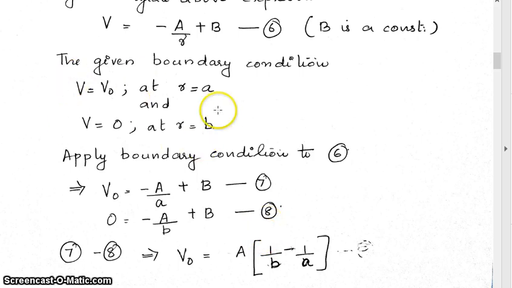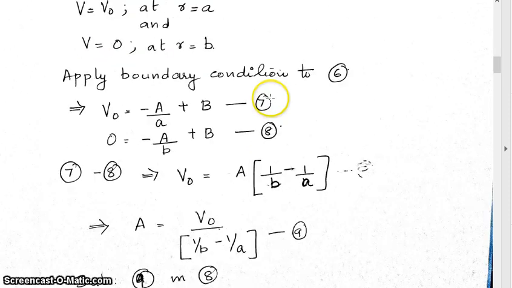I am applying these two boundary conditions in equation 6. When V becomes V0, R becomes small a. When V becomes 0, R becomes small b, that's all. So that is equation 7 and 8. Then I am subtracting 7 and 8. So I will get V0 is equal to A into 1 by b minus 1 by a.